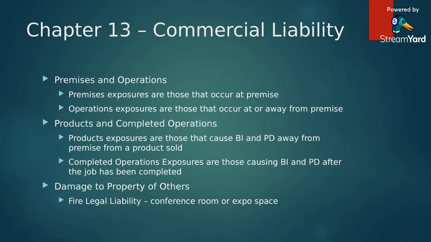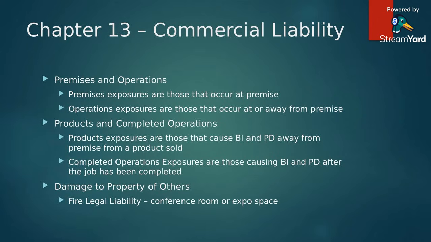Damage to property of others. This is also where you're going to have fire legal liability. This is a specific amount of coverage that is also included in there. This coverage pays for fire or other damage to property that the insured leases or temporarily occupies, things like conference expos or exposition spaces that were caused by the insured's negligence. Limit is usually $50,000, shown on the dec page, and the maximum limit the insurer will pay per occurrence.